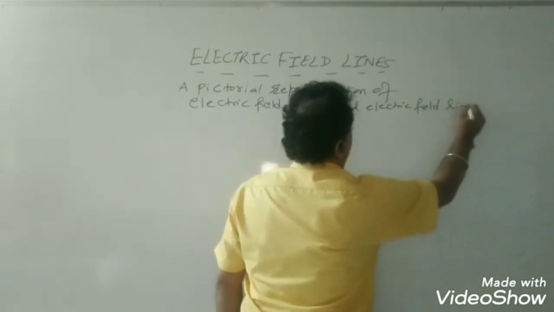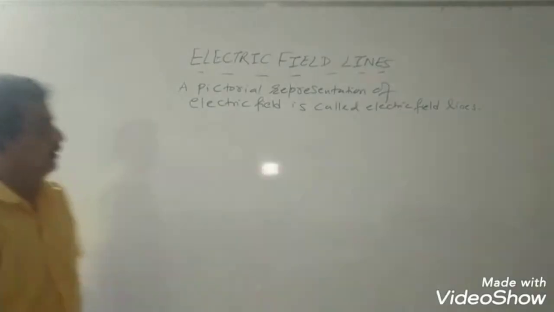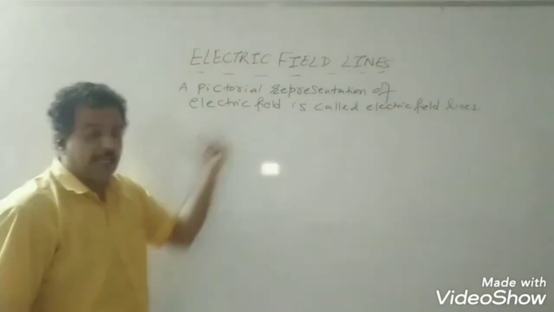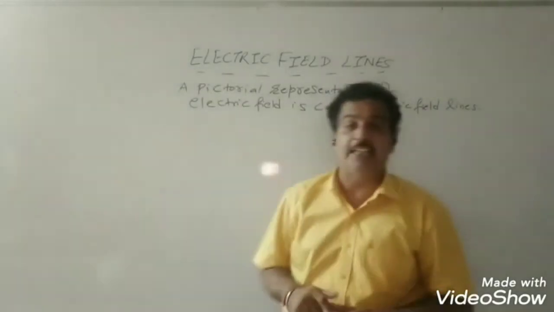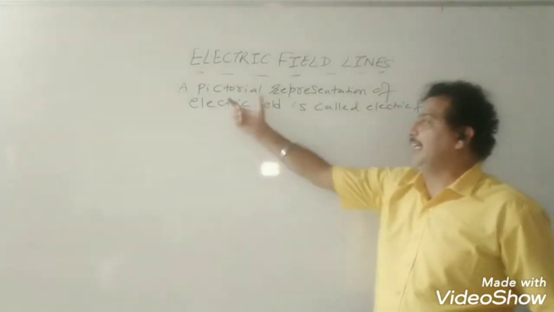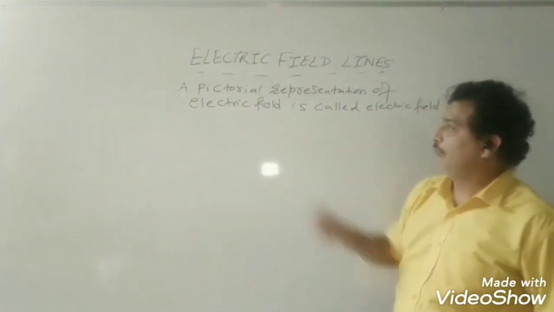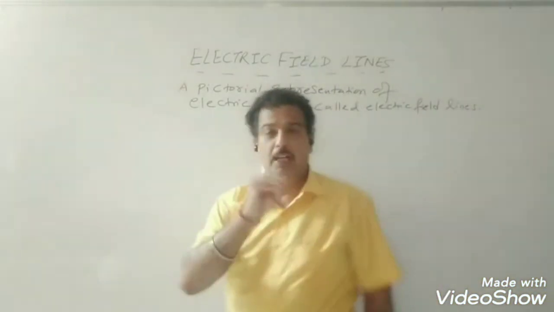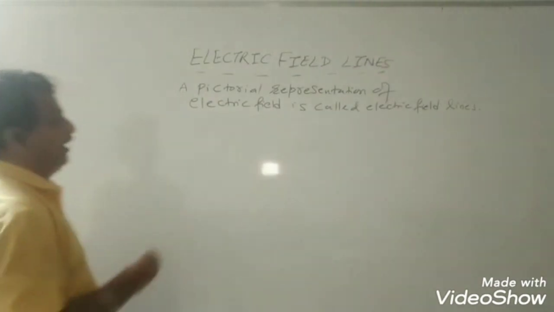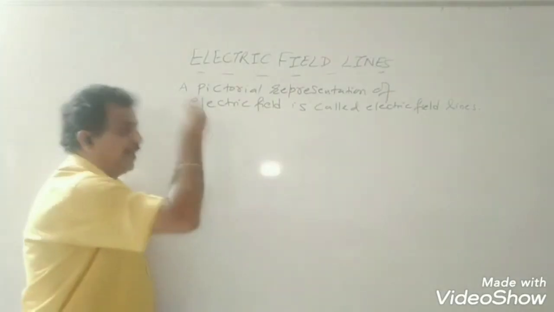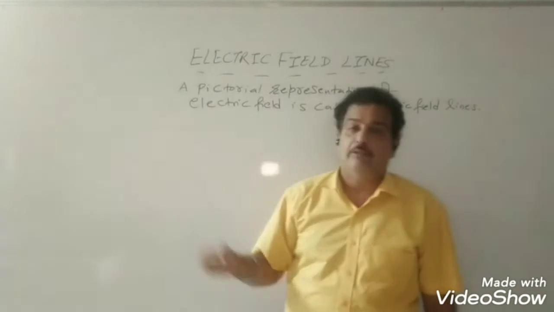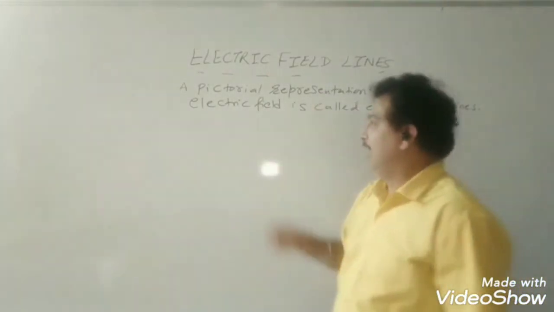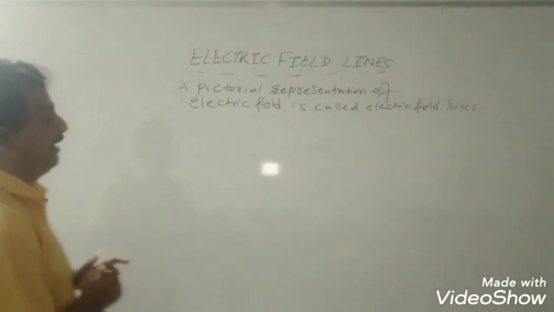So a pictorial representation means I will explain the electric field and electric field intensity with the help of a diagram or with the help of a picture. So with the help of a diagram or picture, you will understand the electric field concept more clearly as compared to what we have studied previously in the form of theory. So let us see what the electric field lines are.